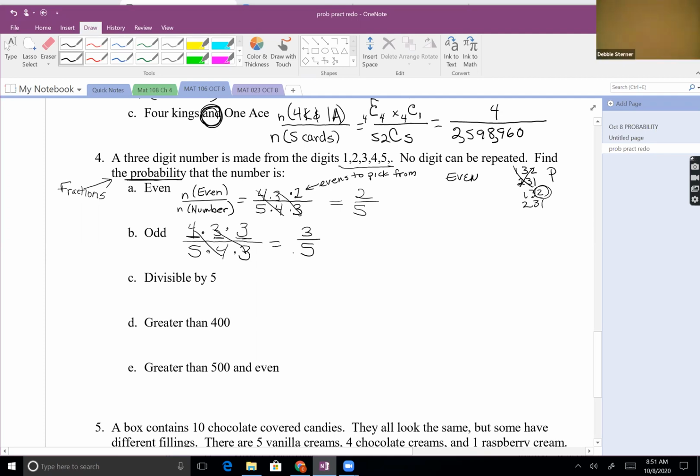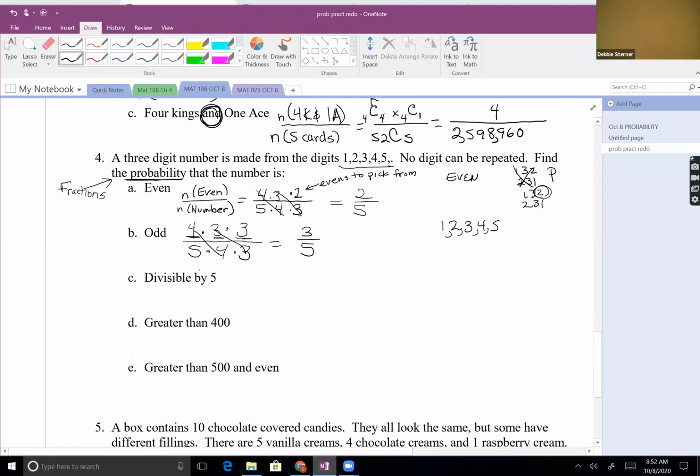I'm kind of confused. Okay. I'm going to look at that 1, 2, 3, 4, 5. Those are my digits to pick from, right? Now, are you all right with the denominator being 5 times 4 times 3? For the first one, I have 5 to pick from. I use one up. Then I have 4 to pick from. I use one up. Then I have 3 to pick from. Is the denominator all right?